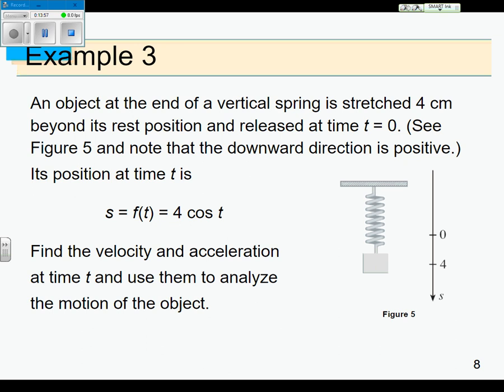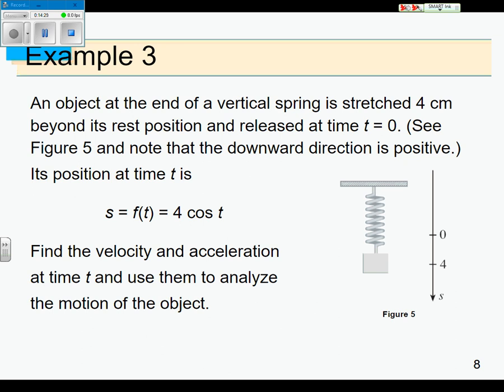So it's going down, and so the downward direction on this is going to be positive. So I'm able to have a position function right here. My position function is going to be 4 cosine x. That makes sense. If it's 4 cosine x, it's going to be cosine because it's just going to be oscillating up and down between its values. It's just going to bounce. I want to find the velocity and acceleration, and then I'm going to analyze the motion of the object.